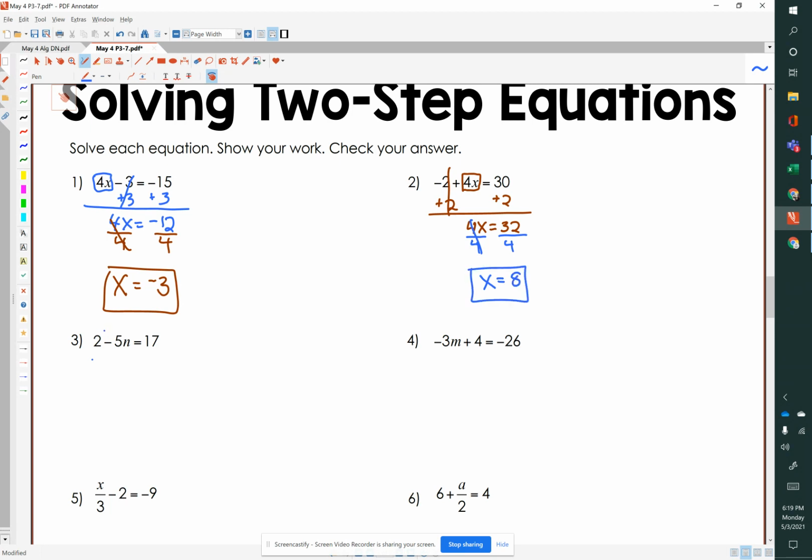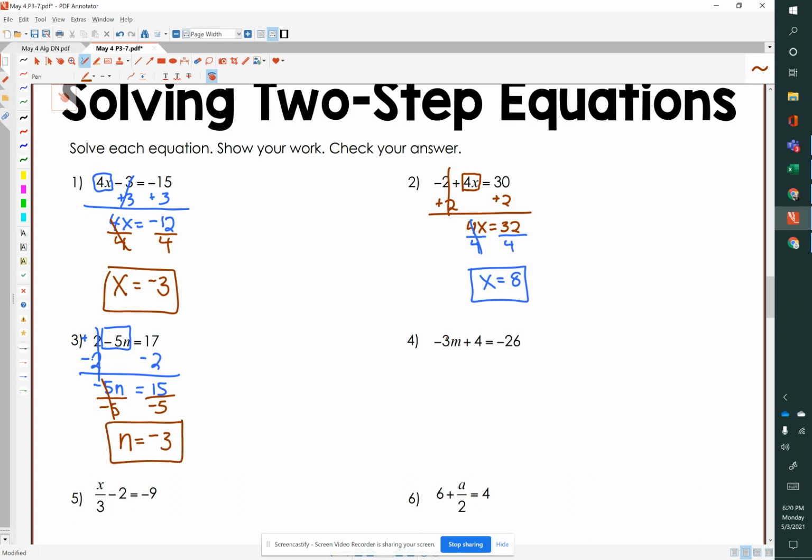Number 3, we have the term negative 5n. Our variable n is sandwiched in that term there, but we have 2 being added. So let's subtract the 2 from both sides. That way we can make that equal 0. On the right side, we have 15. On the left side, we have negative 5n. So now we're going to divide both sides of that equation by negative 5 so that we can isolate n, which now equals negative 3.